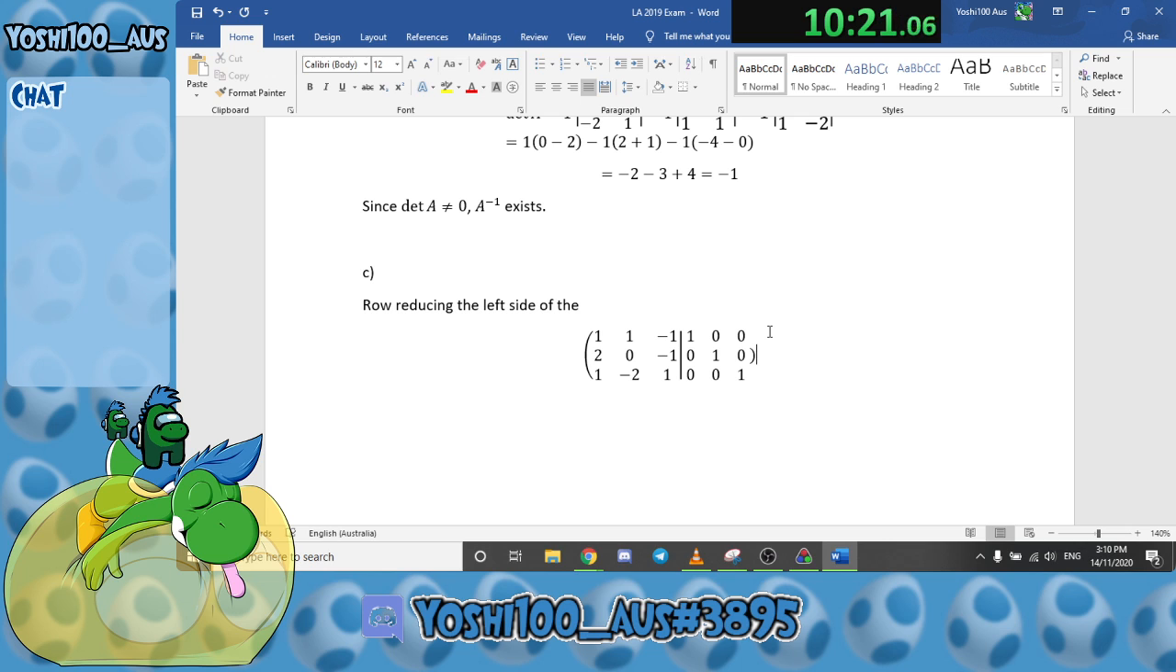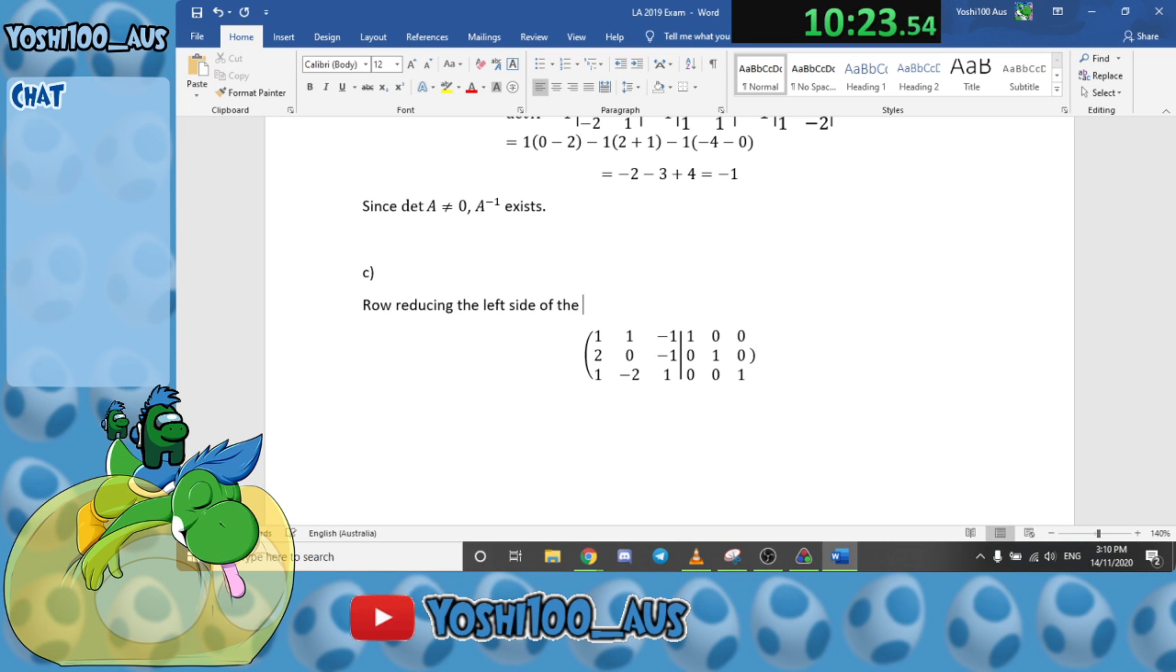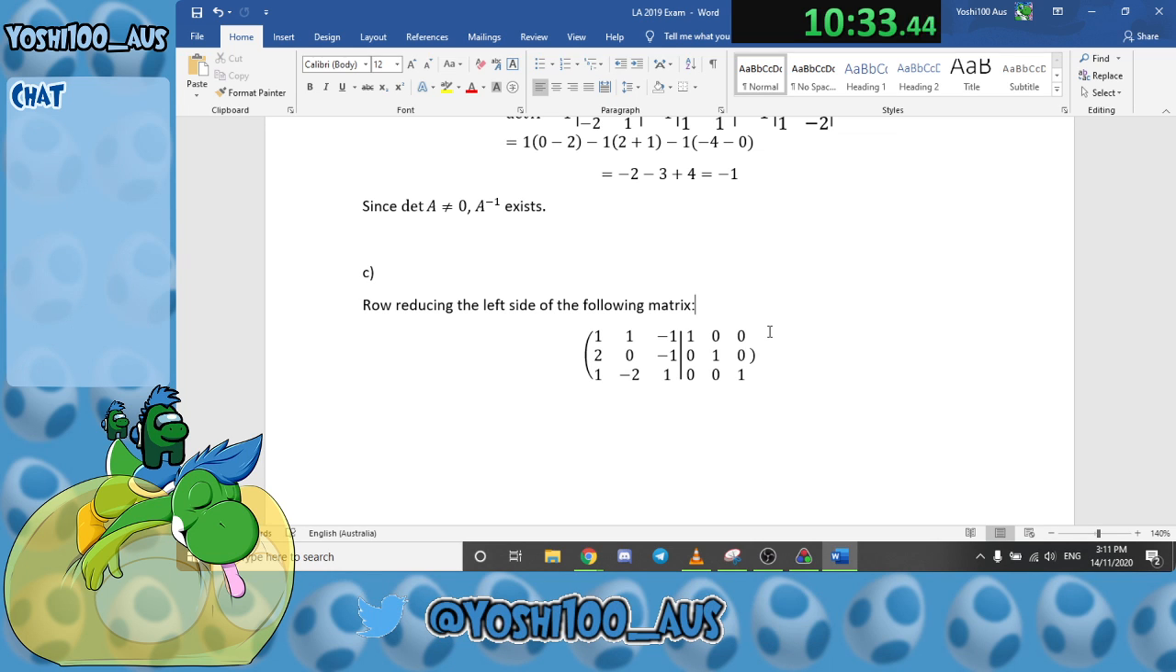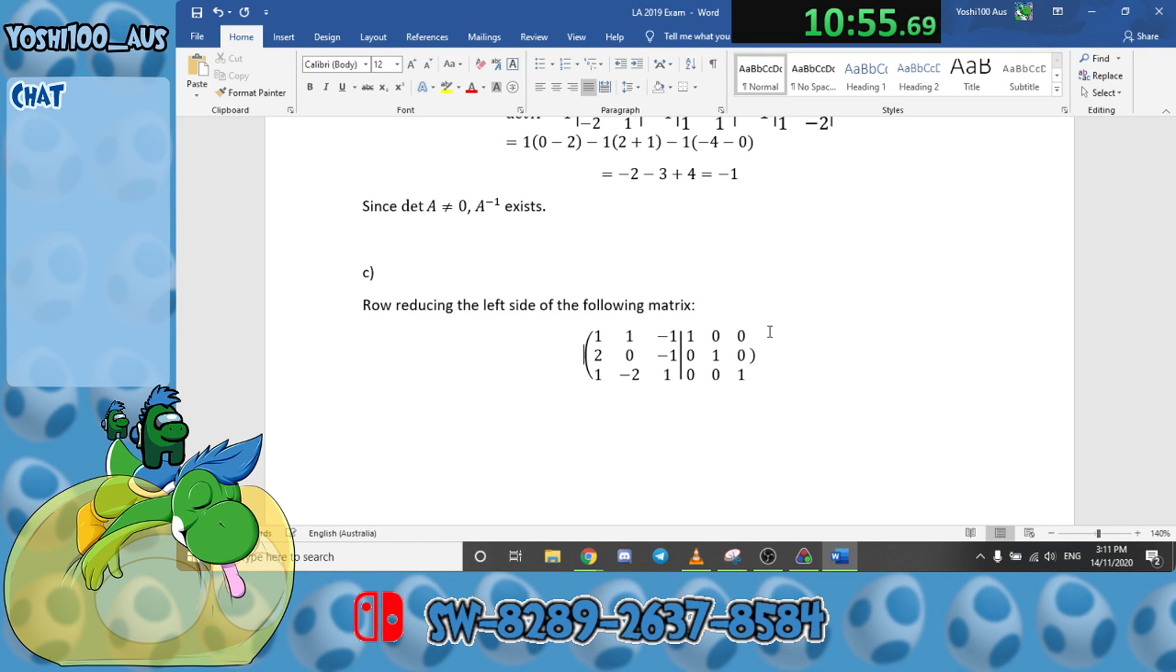Okay, I'm gonna try and row reduce the left side of the following matrix. Alright, let's do it. Bookwork time. You can pretend it's square brackets. I know I messed up. 2, 0, minus 1. 1, minus 2, 1. I don't usually use this method. I usually use the cofactor matrix method, but we'll see how this goes. I'll write my steps here so you guys can follow, I guess.